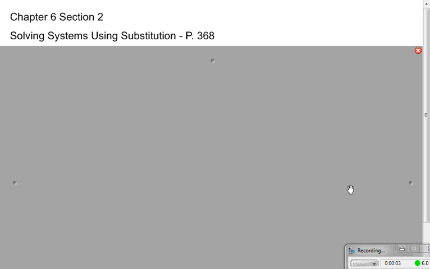Hey everybody, this is Chapter 6, Section 2. Title is Solving Systems Using the Substitution Method. It starts on page 368.